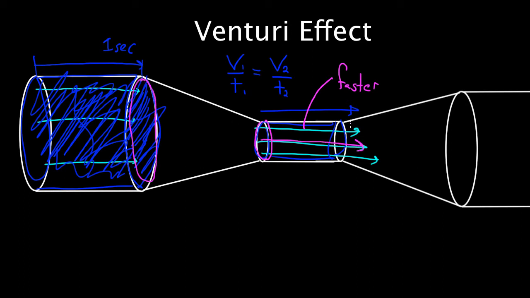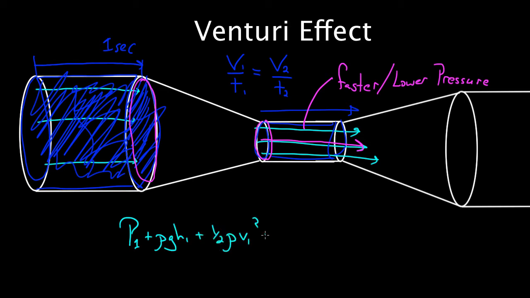Why do we care? Well, because faster moving fluid also means lower pressure. Why does faster moving fluid mean lower pressure? Well, if we look at the Bernoulli equation, Bernoulli's equation says P1 plus rho g h1 plus 1/2 rho v1 squared equals P2 plus rho g h2 plus 1/2 rho v2 squared. Oh my goodness, this looks frightening, but look at P1. We just picked some point in the pipe. Let's just pick this point right here.